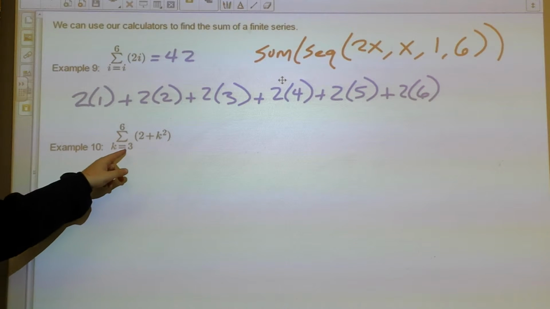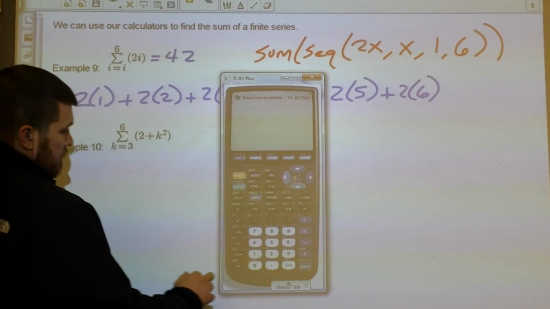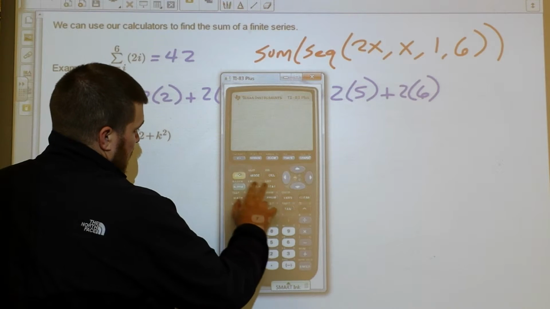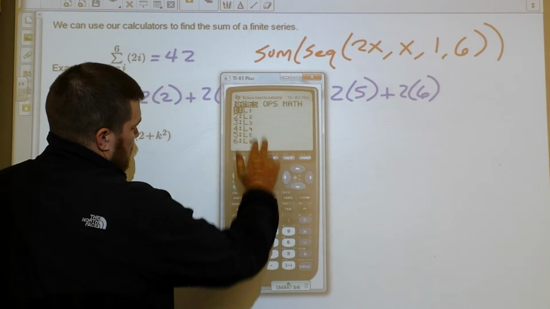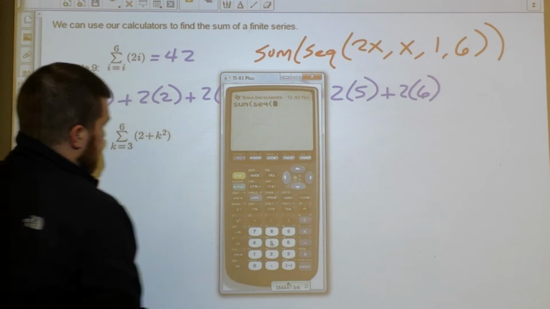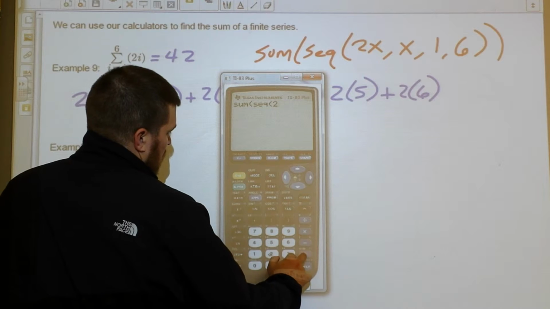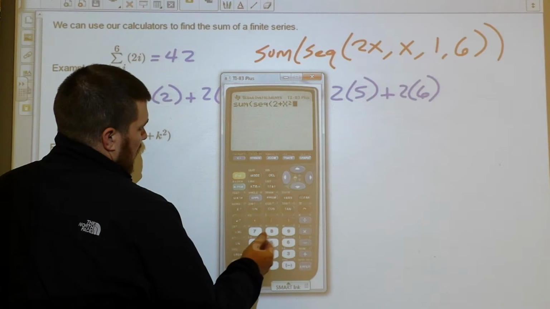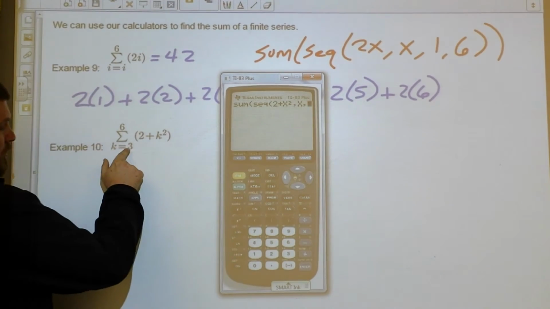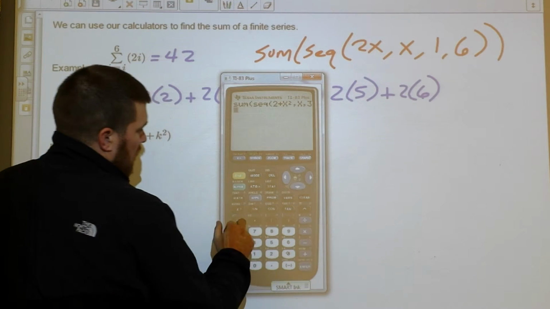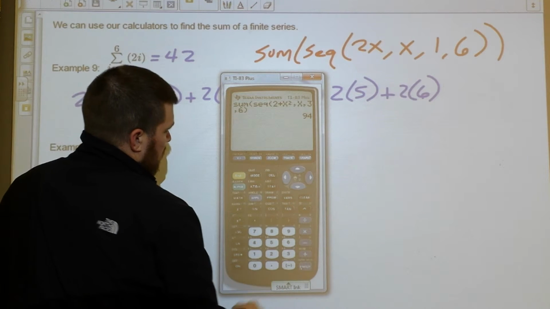Here we have another example. This time we're going to start in the 3rd position and go all the way up to the 6th position. So let's go in our calculator again. Very similar to what we just did. So 2nd, STAT, we can start off in the MATH menu, option 5 for sum. 2nd, STAT, go to the OPS menu, option 5 for seq. And then we're going to type in our rule. Instead of k, I'm going to type in x. So 2 plus x squared. Now, comma, x, because that's the variable that I'm using, comma, our starting position, which is always on the bottom, so 3. Comma, our top position, which is a 6, and then enter, and I get 94.